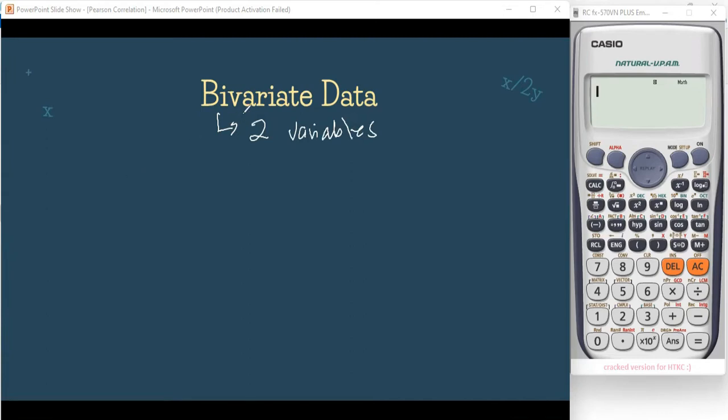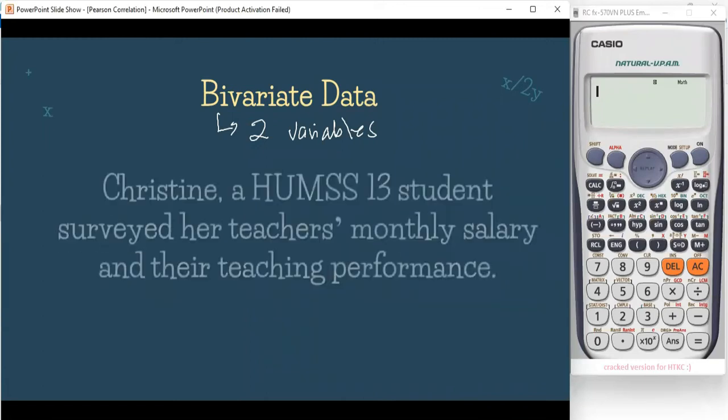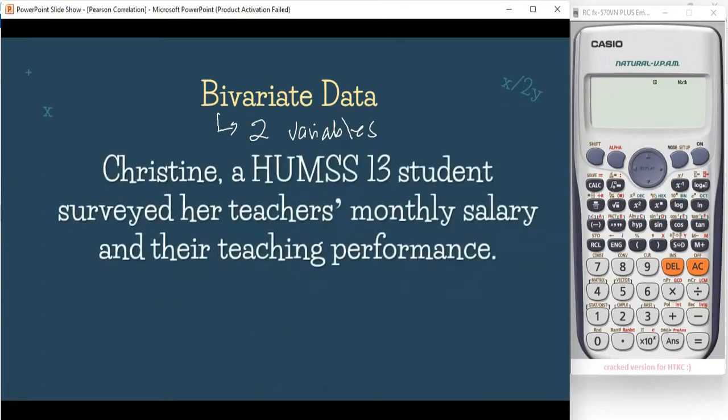To further illustrate what a variable is, let's have this example. Christine, a UMS 13 student, surveyed her teacher's monthly salary and their teaching performance. First, let's define again what a variable is. When we say variable, this is the data which carries numbers, measures, or any characteristic. Do you remember the difference between discrete and continuous? We can use that here in bivariate data.